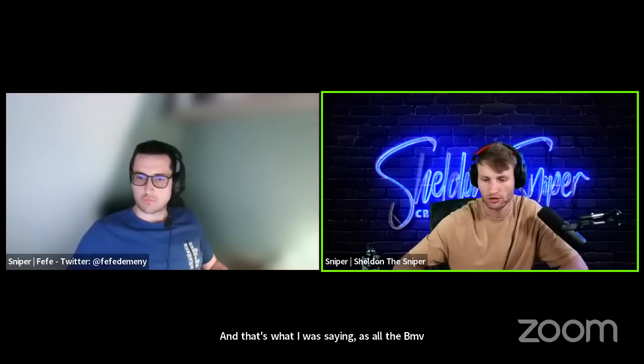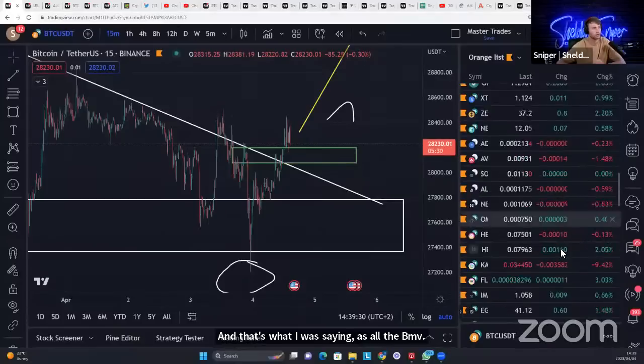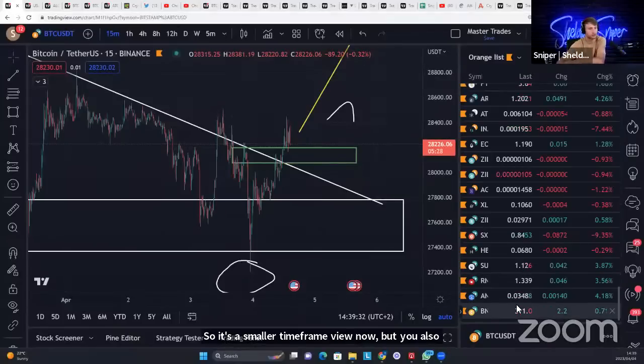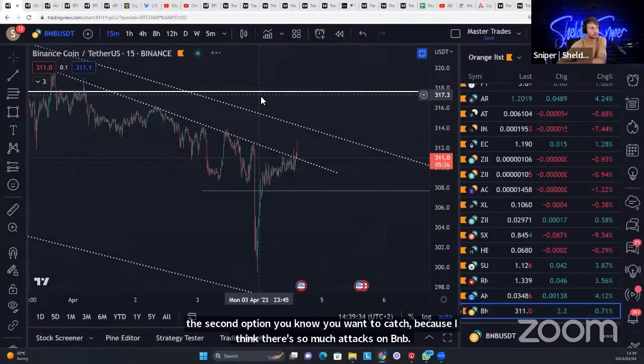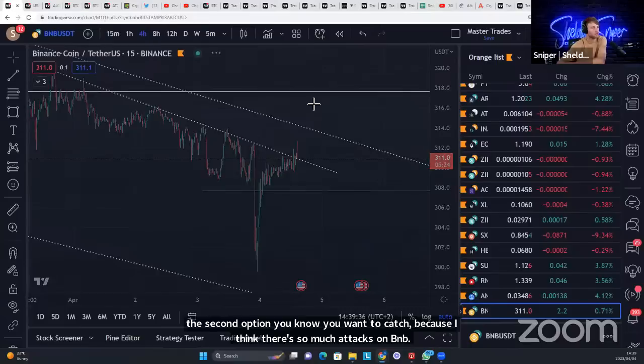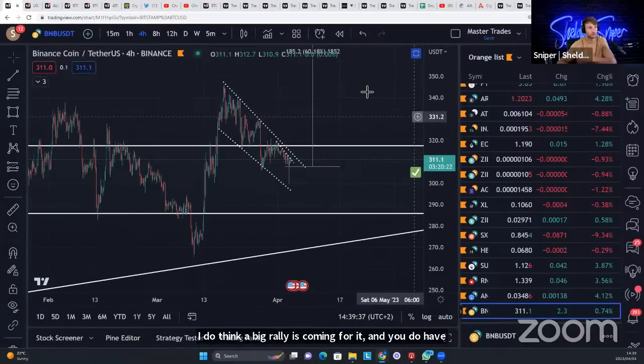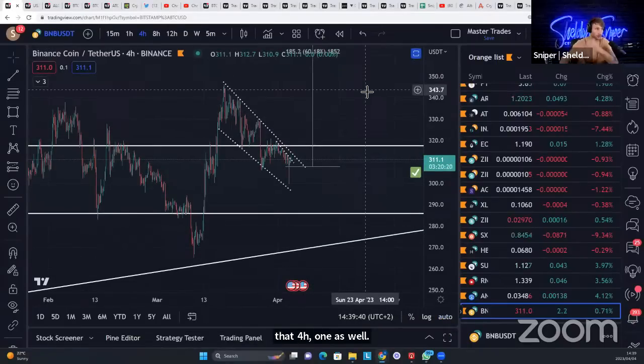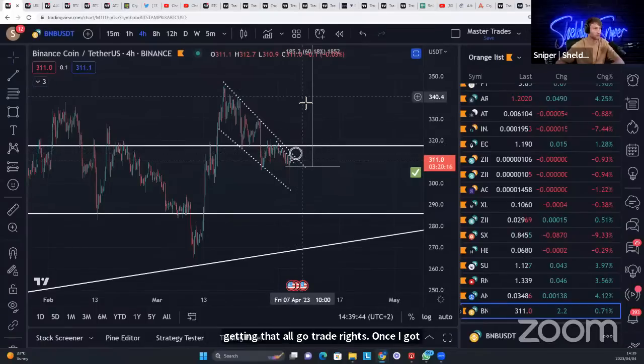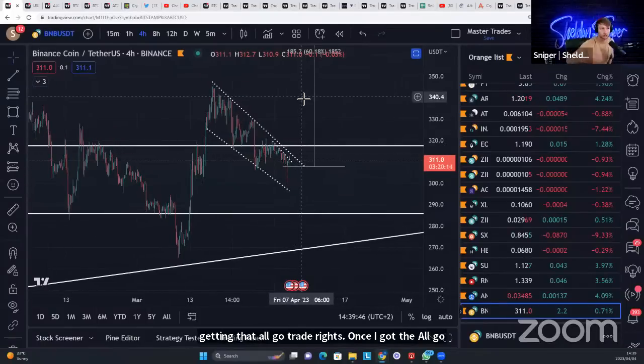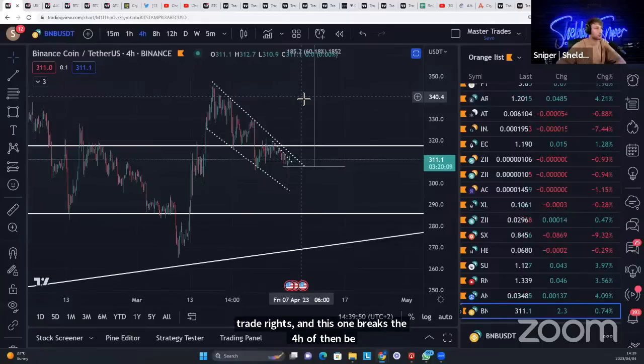And that's what I was saying as well with BNB. So it's a smaller time frame view now, but you also got the second option. You want to catch it, because I think there's so much attacks on BNB. I do think a big rally is coming for it. And you do have that 4-hour one as well. So for me, if you got the algo trade, I would be getting the algo trade right. Once I got the algo trade right, and this one breaks the 4-hour, I'd then be taking profits on my algo and jumping into the BNB. So it's just about shifting from strength to strength.